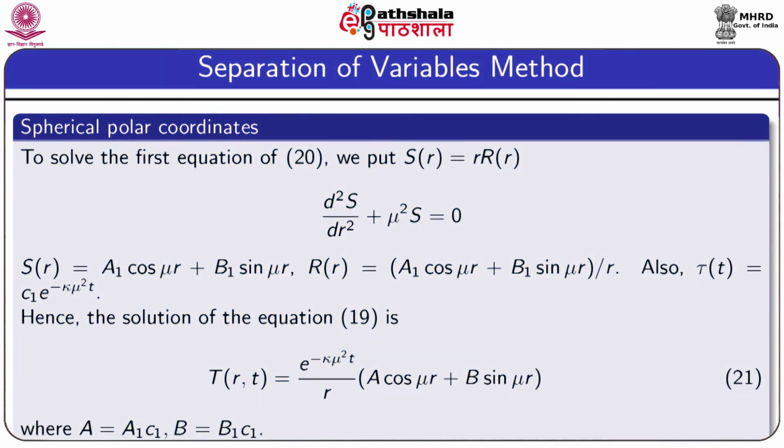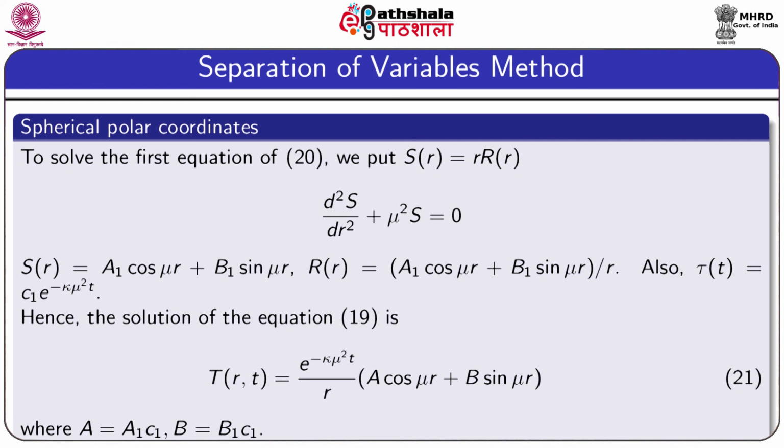Now, to solve the R equation, we need to substitute capital R as S divided by small r. Now, the R equation becomes an equation in terms of the variable capital S as d2S dr square plus mu square S equals 0, and its solution is S equals a1 cos mu r plus b1 sin mu r. So, capital R becomes (a1 cos mu r plus b1 sin mu r) by small r.